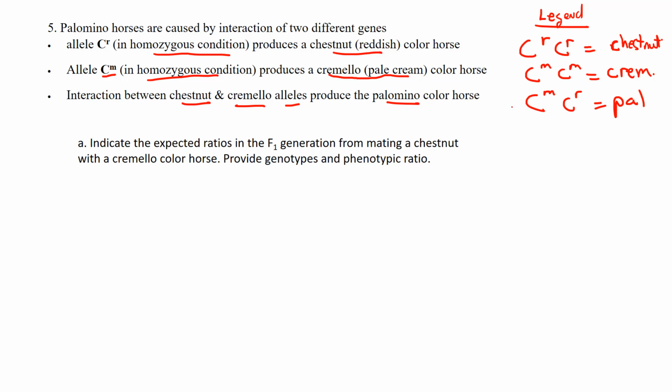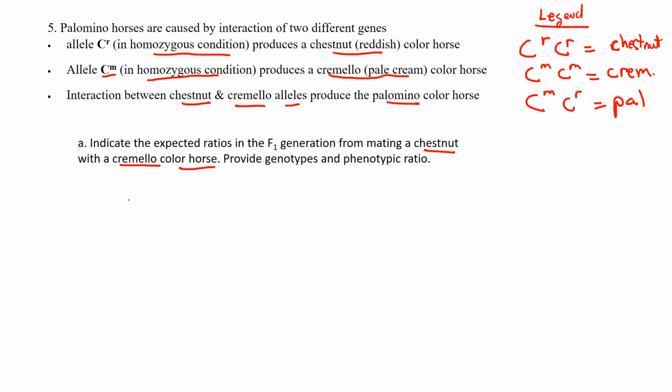Again, you're getting a blending of those two alleles, giving us a color for that offspring that neither parent could have produced themselves. That's called intermediate inheritance, a form of incomplete dominance. So let's look at our question. Indicate the expected ratio of the F1 generation from mating a chestnut with a cremello color horse. Give me the genotype and the phenotype of the offspring.